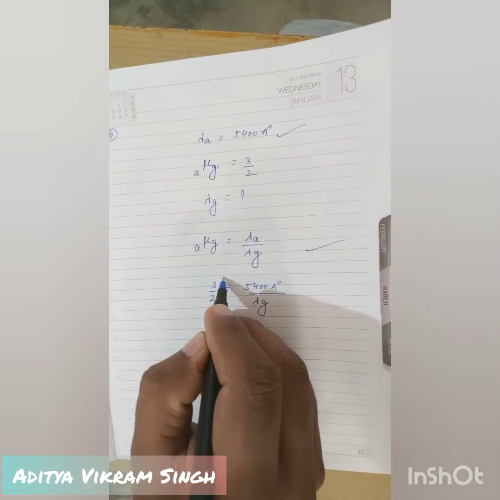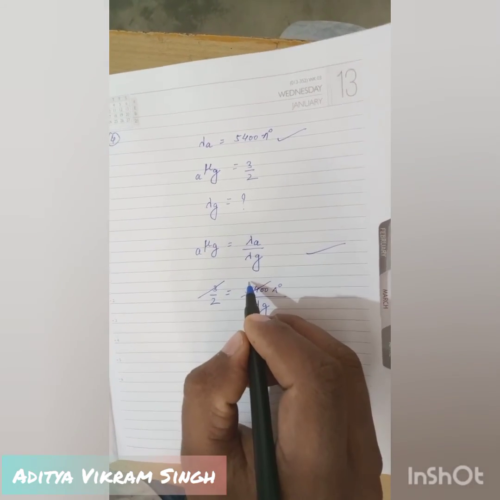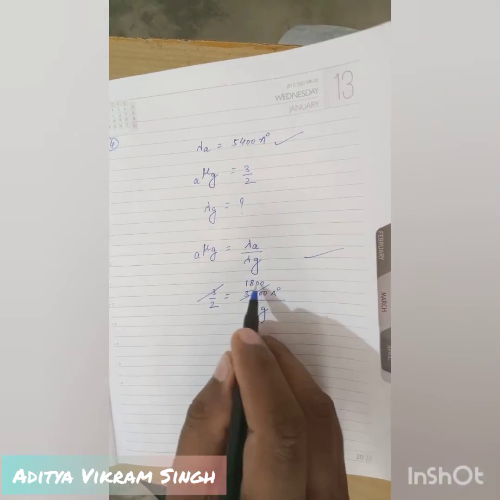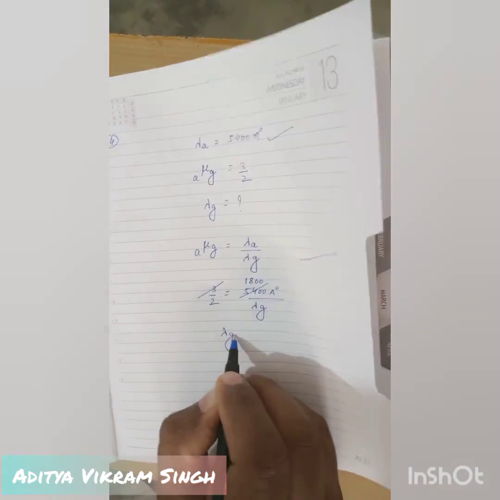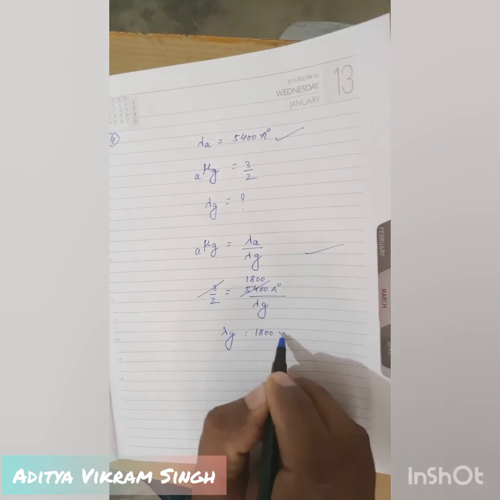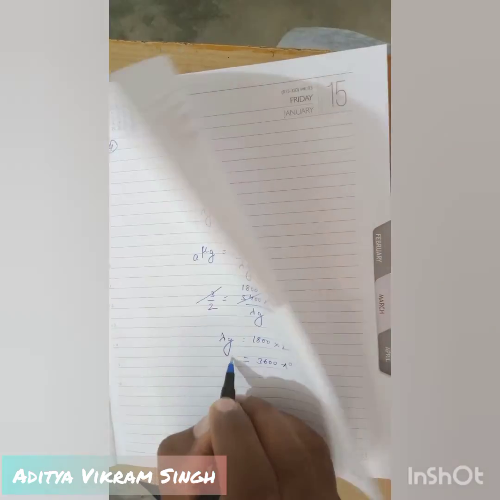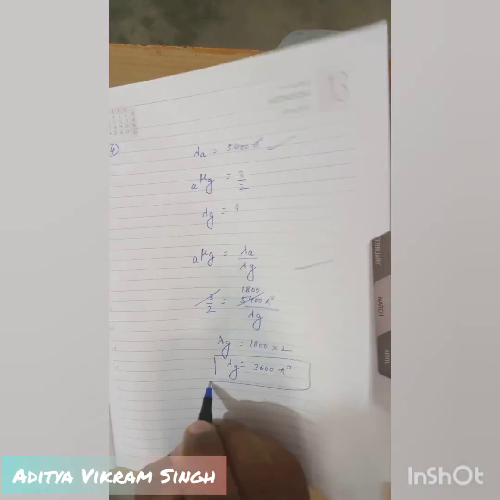So what we can do, we just cancel out this. Okay, 5 on 5 and 8 times, this is 1800, and this lambda g is nothing but 1800 into 2. This becomes 3600 angstrom, lambda g. Okay, this is our answer.